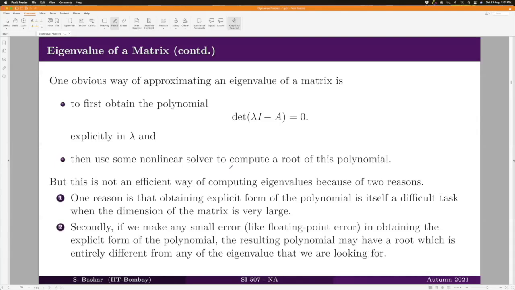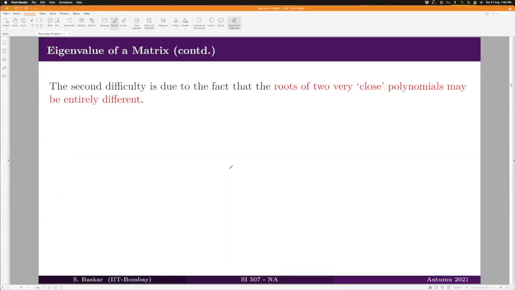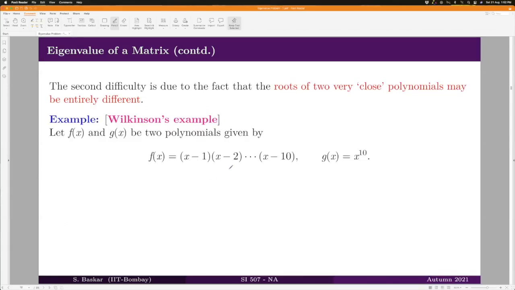Secondly, if you make even a small error in building this polynomial, like when you try to build this polynomial on a computer, you cannot avoid having floating point errors, right? So if you make even a small error in the characteristic polynomial, then the root of this polynomial may be entirely different from what you want as an eigenvalue of your matrix. Of course, the second difficulty is more serious, and it is very well known that very close by polynomials may have entirely different roots. Let us just give an example for this.